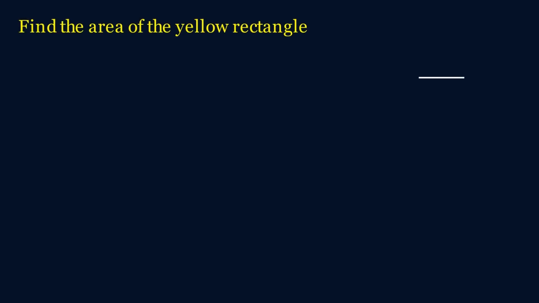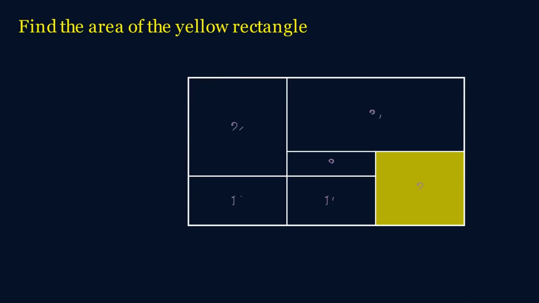All right, let's do another geometry problem. So here we've got a big rectangle, and inside it there are a bunch of smaller rectangles, each with its area written inside, and we need to find the area of the yellow rectangle. Okay, so let's start with the rectangle that has area 11.